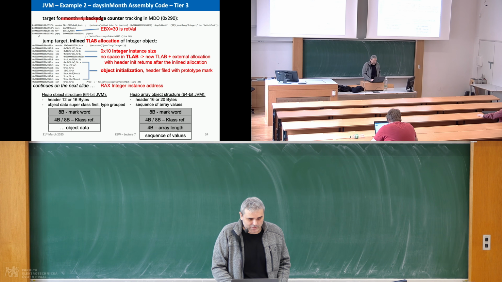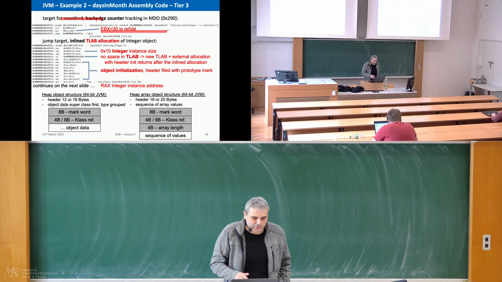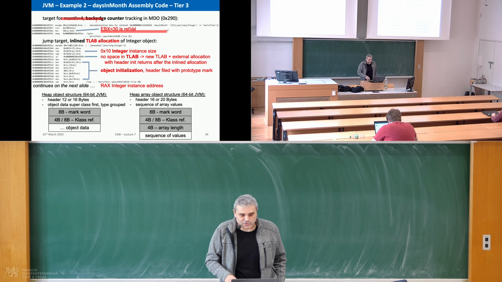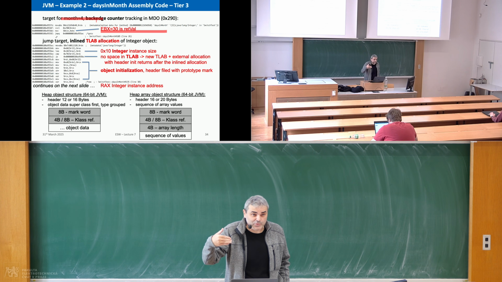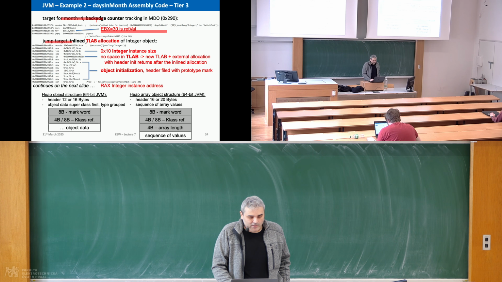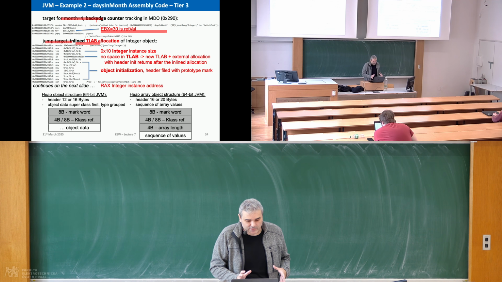So this is the resulting jump position for the month 4. So you can see, okay, it's assigned 30 to some register. That's it. Then there is a jump to the final piece of that method. And what is interesting there is an inline TLAB allocation.